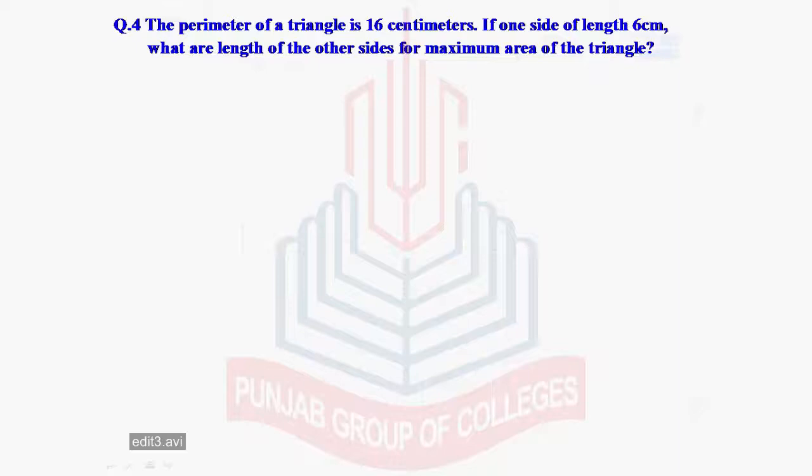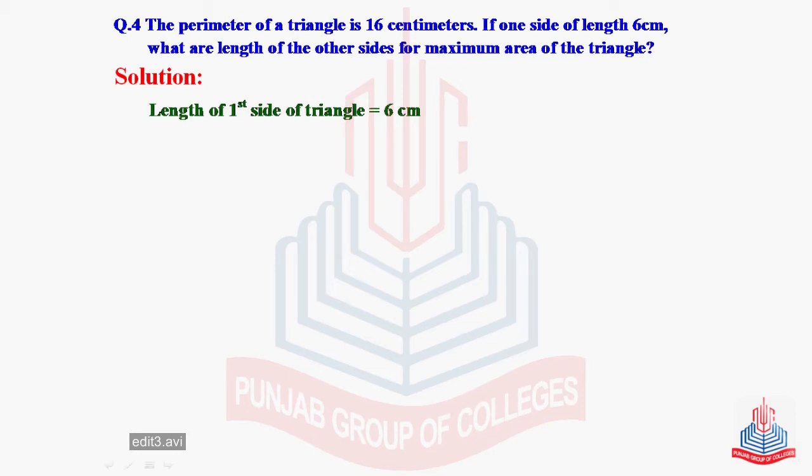Now the next question is question number 4. The perimeter of a triangle is 16 centimeters. If one side of the length is 6 centimeters, what are the lengths of the other two sides for maximum area of the triangle? Solution: let the length of the first side of the triangle be 6 centimeters and the length of the second side of the triangle be x centimeters.